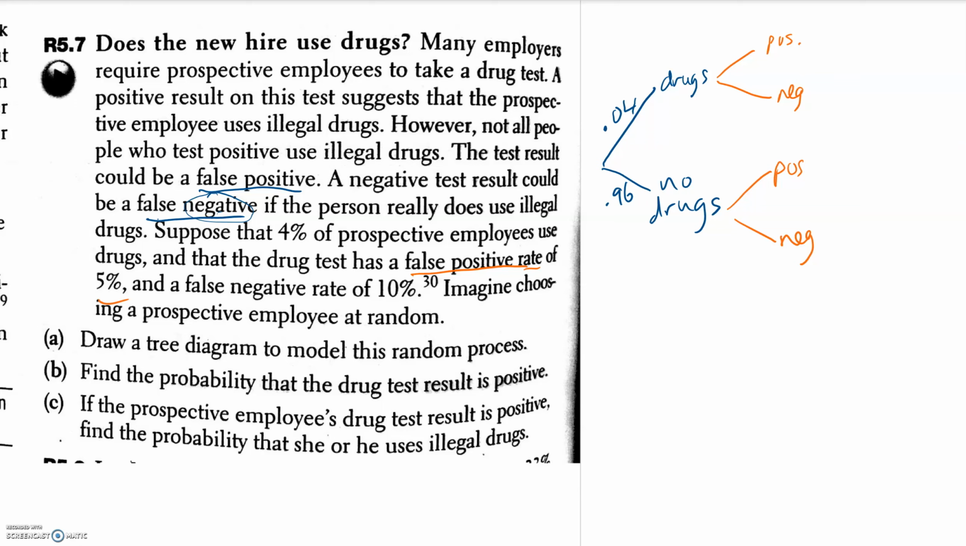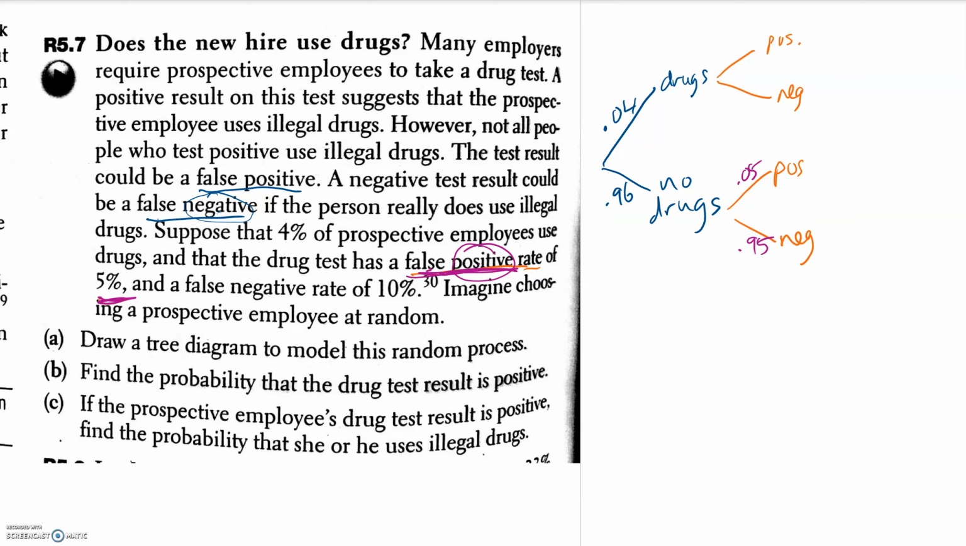Okay, let me switch colors on this one. How about some magenta here? So false positive rate of 5%. That means they tested positive, but it's false because they do not use drugs. I'll say that again. It's a positive, but it's false because they do not use drugs. So you have to go down the no drugs tree branch first. Now we're going to put a positive test result of 0.05 there, which means the complement of that would be the negative testing, that would be 95%.